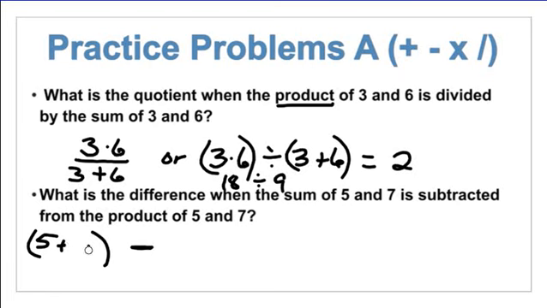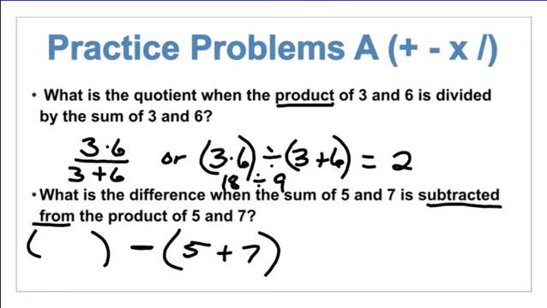Let me switch things up again here. I'm subtracting the sum of 5 and 7 from, because it says subtracted from, I'm taking the sum and subtracting that from the product of 5 and 7. You have to pay close attention to the wording. So subtracted from means I've got to take it from the second group. So I put the product, which is multiplication, 5 times 7, and I'm subtracting from that the sum of 5 plus 7.